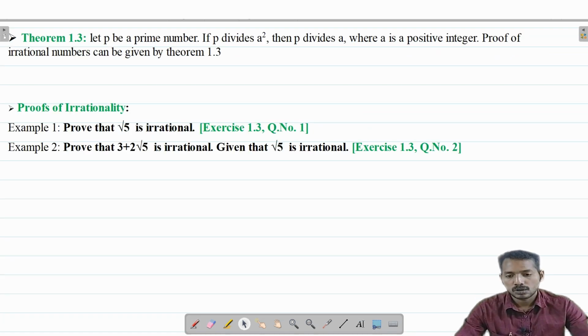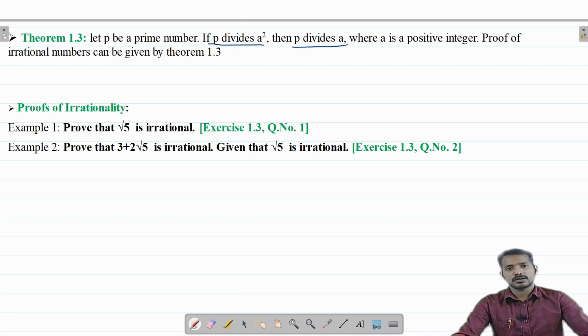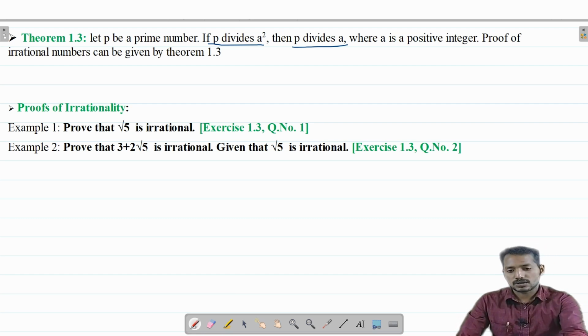Clear? What does this theorem state? Let p be a prime number. If p divides a square, then p divides a, where a is a positive integer. This theorem is actually used for proving the existence of irrational numbers.